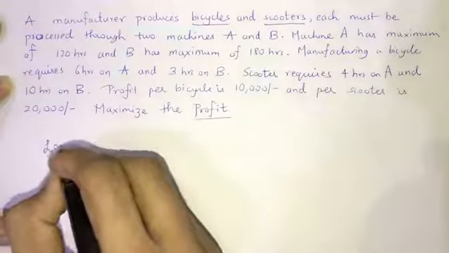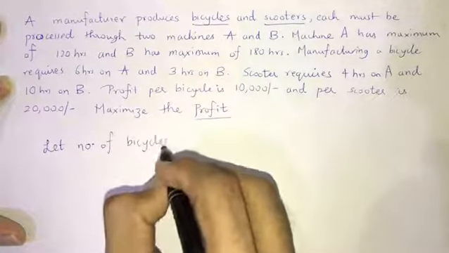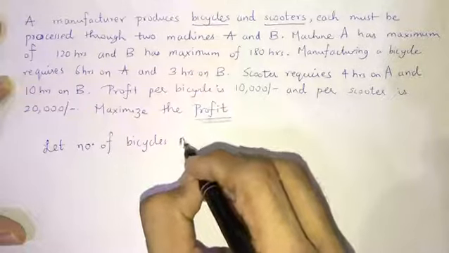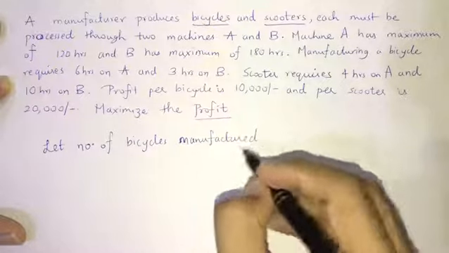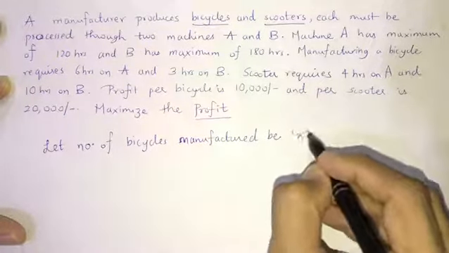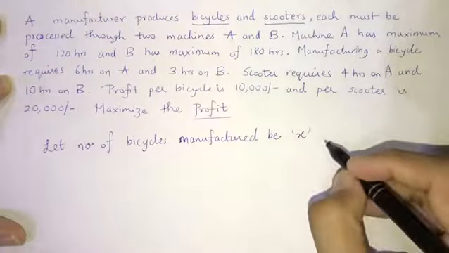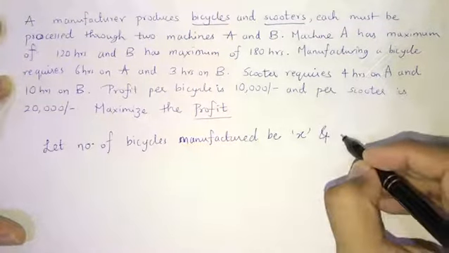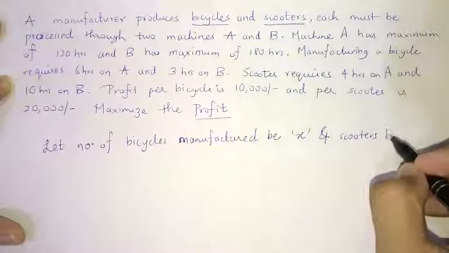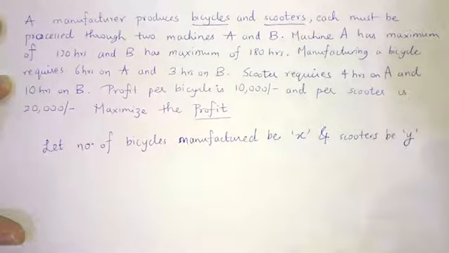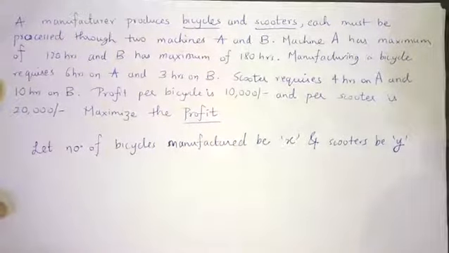So let the number of bicycles sold or manufactured be X, and the number of scooters be Y. Let the number of bicycles manufactured be X and scooters be Y.